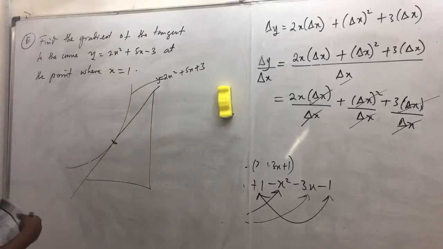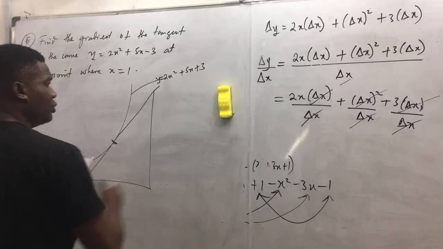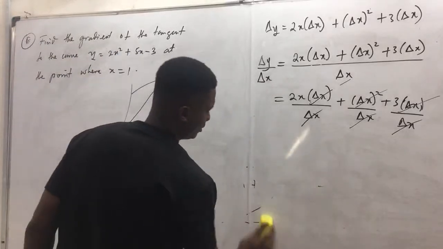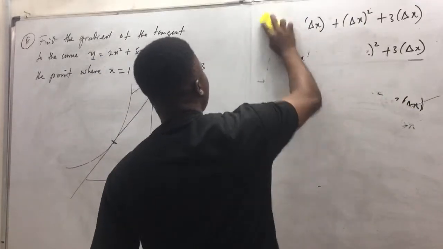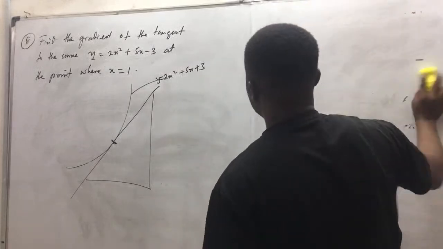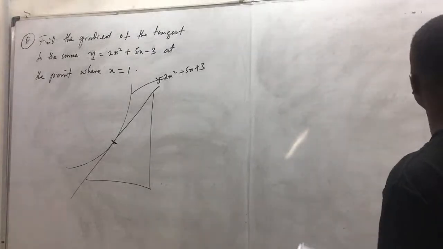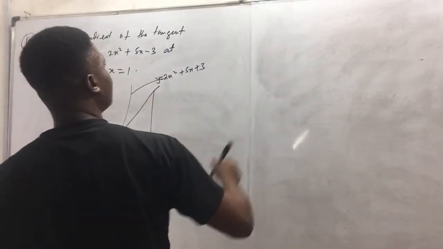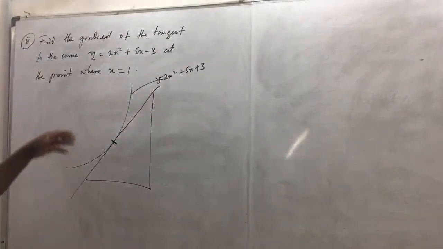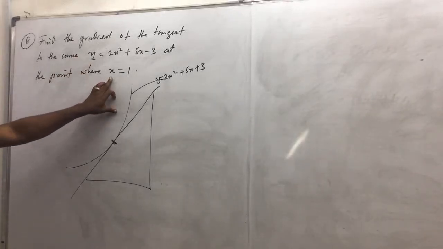So what we are going to do is the following. Let me quickly clean this off. So what will be our first step in solving this problem? Our first step will be to obtain the derivative of this function and then substitute for x equals 1.